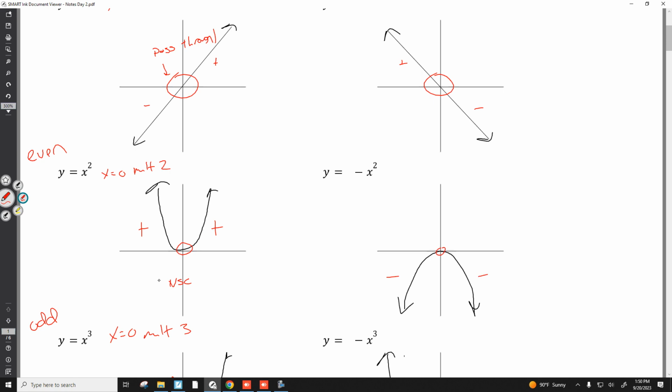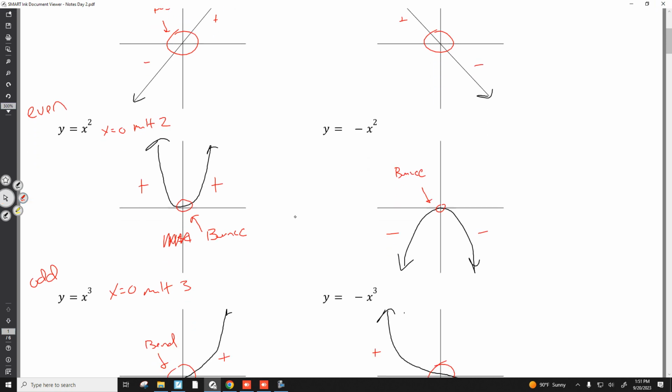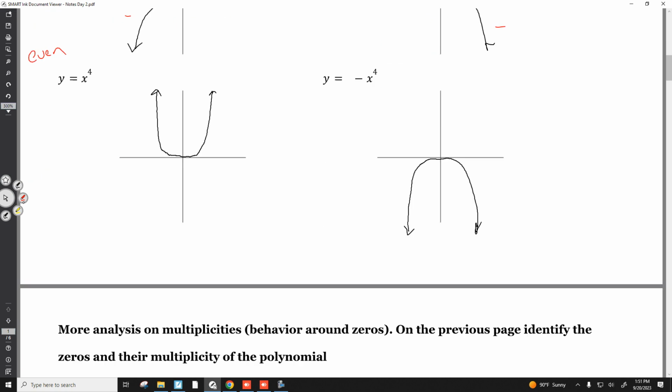Well, instead of saying no sign change, we're going to say we have a bounce. We bounce off the x-axis. Why? Because we're squaring things. Even powers retain signs. Either a negative even will stay negative after a 0, or a positive even will stay positive. We see right here, same thing. Here, x equals 0, multiplicity is 4. We don't change signs, we bounce.